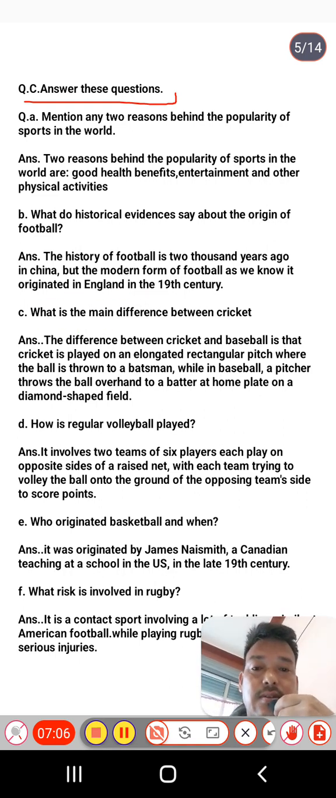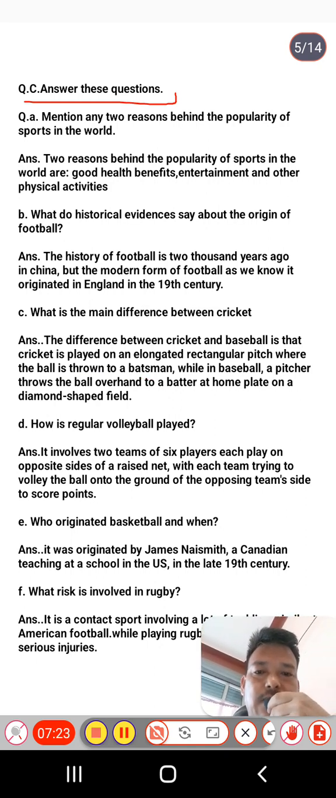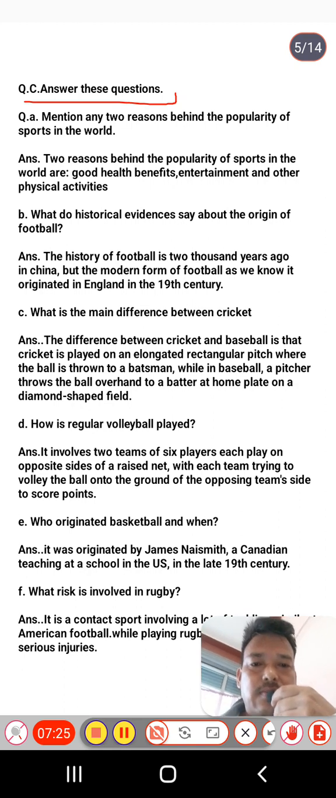In C, what is the main difference between cricket and baseball? The answer is that cricket is played on an elongated rectangular pitch where the ball is thrown to the batsman, while in baseball a pitcher throws the ball overhand to a batter at home plate on a diamond-shaped field. This is the difference between these two games.